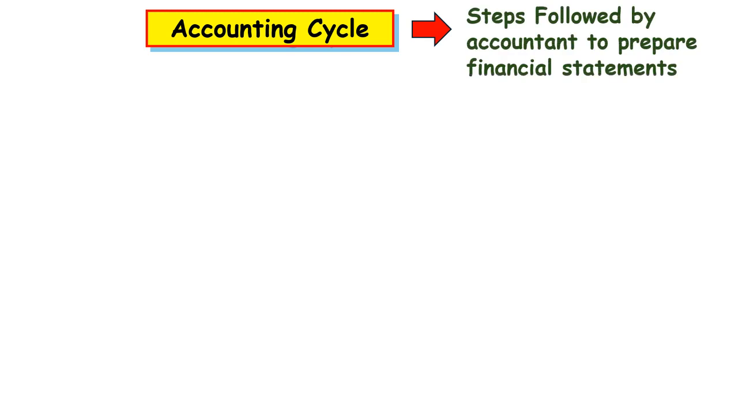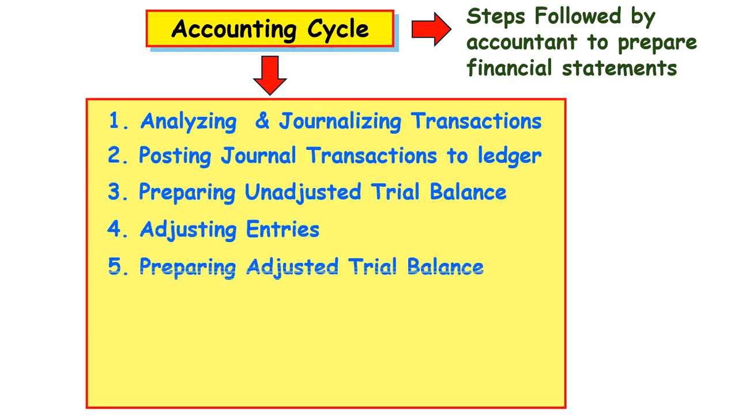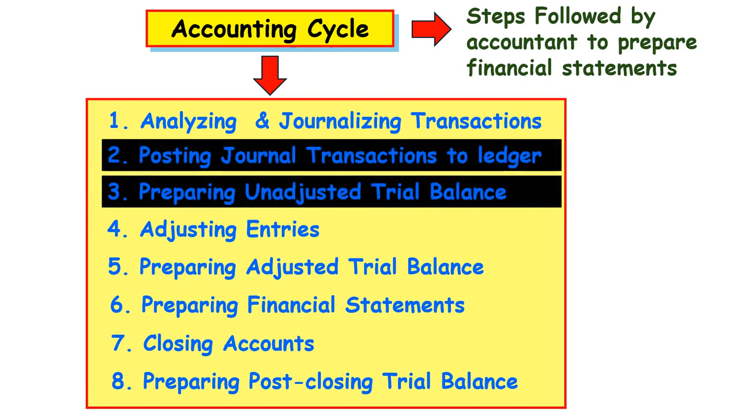So what is the accounting cycle? Well, the accounting cycle is the steps followed by an accountant to prepare financial statements. There are 8 steps. In our last video we talked about the first step, which was analyzing and journalizing transactions. In this video we are going to talk about the next 2 steps: posting journal transactions to the ledger and preparing the unadjusted trial balance.